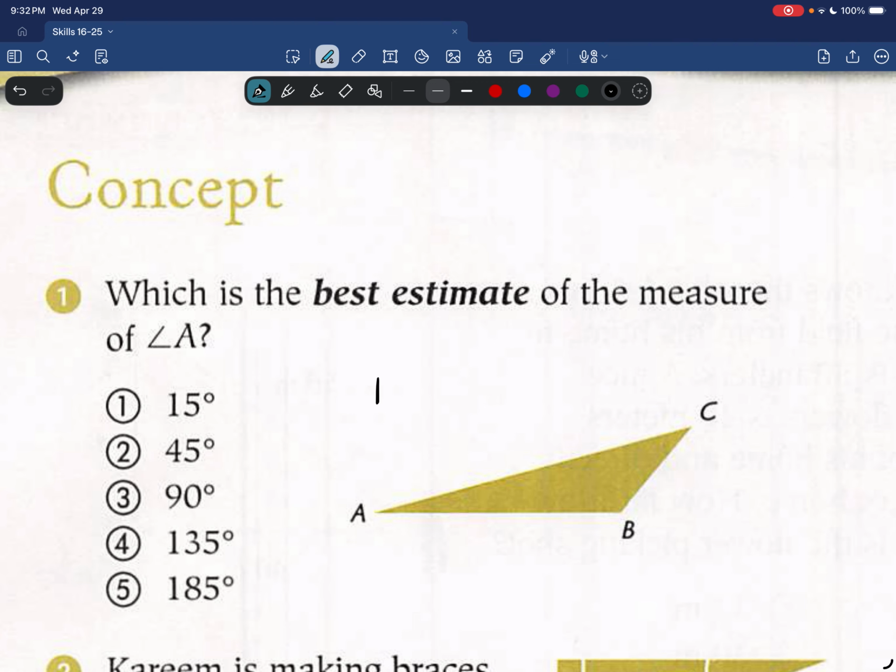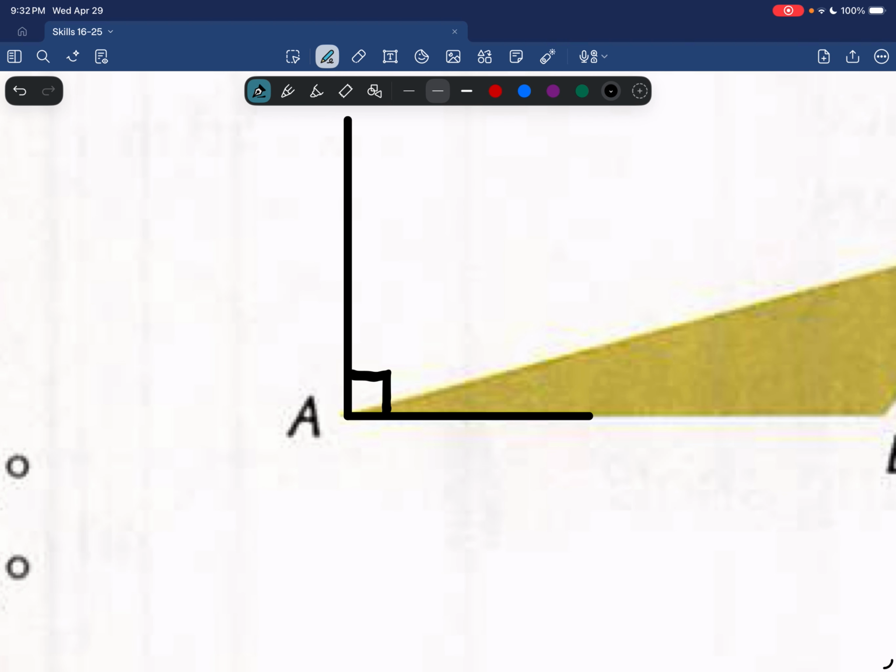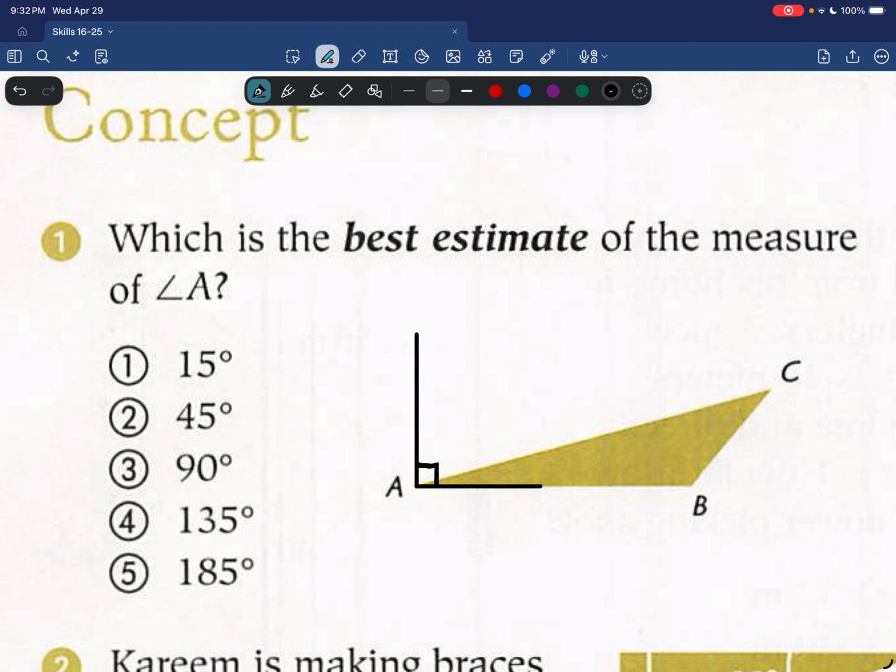It's angle A I'm looking at. So here would be 90 degrees. All right, if that is 90, we're talking about just a little tiny sliver. So it is well below 90. It's going to be number 1. A tiny, cute little angle.